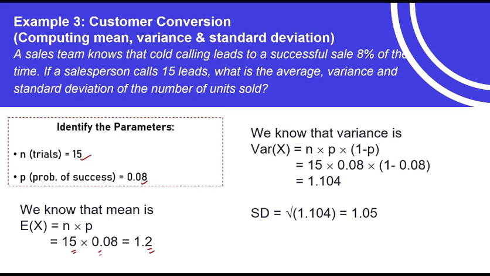Okay, now let us look at the variance, n p into 1 minus p. So this is 15, this is 0.08, this is 1 minus 0.08. So this is equal to 1.104. The standard deviation is the square root of 1.104, which is approximately 1.05. So this is how we compute the standard deviation. This is the variance, this is the standard deviation. So this is how we can compute the mean, the variance and the standard deviation. You see variance is less than the mean, because mean is 1.2, variance is 1.104 and standard deviation is 1.05.